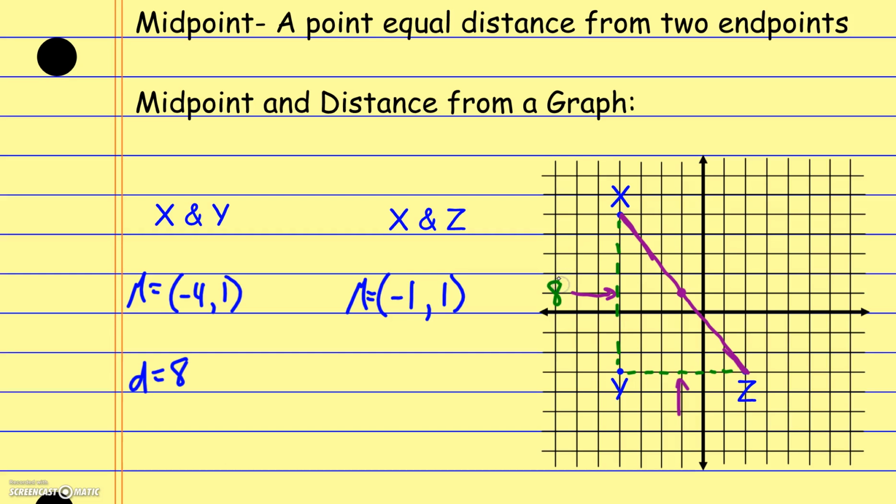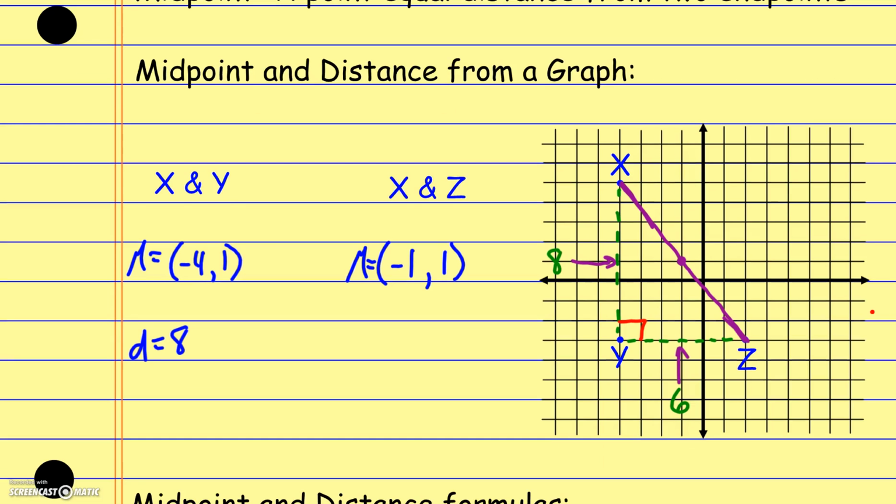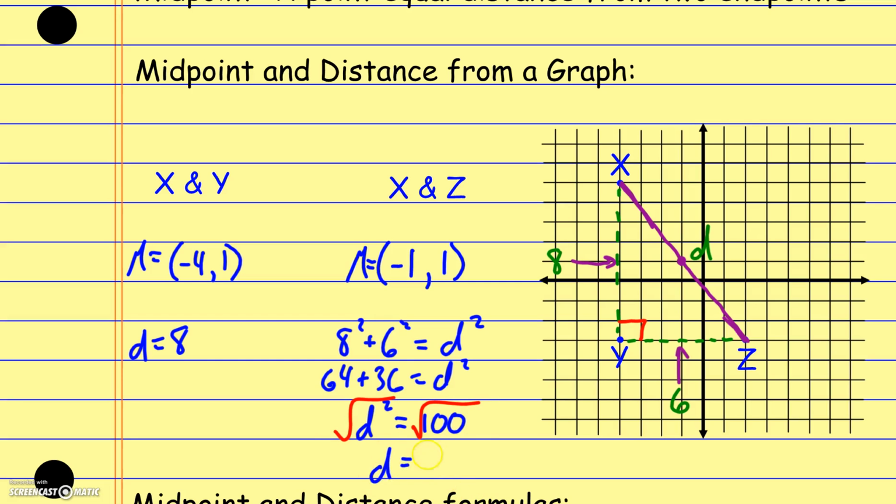If this side is 8 units long and this side is 6 units long, can you see that we have a right triangle here, which means I can use the Pythagorean theorem to find this. Remember, the Pythagorean theorem is a squared plus b squared equals c squared, and what I'm looking for here, the distance, is this side. It's my hypotenuse. So I'm going to do 8 squared plus 6 squared, and that's going to equal d squared, which is the distance I was looking for. So d squared equals 100. I take the square root of each side and find that my distance this time is 10.